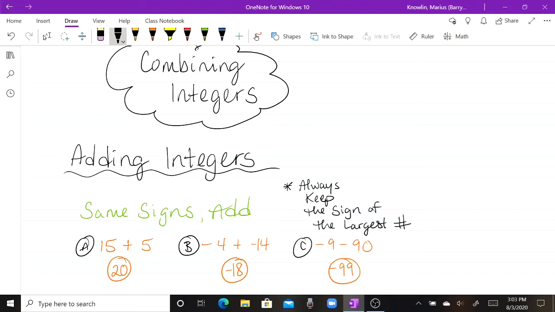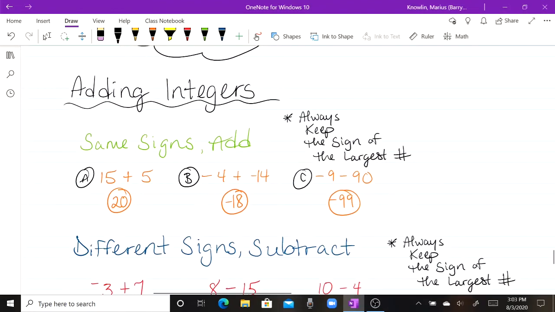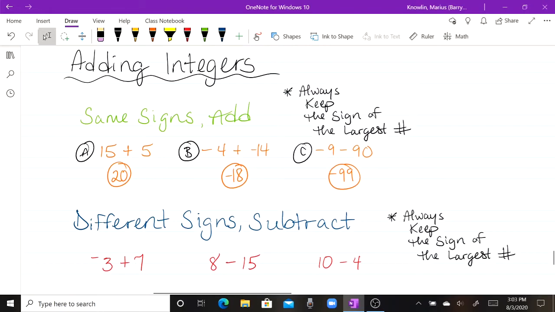All right, so same signs you add. What about when the signs are different? Well, different signs, that's when you subtract. And you subtract the way that you're normally used to subtracting, the bigger number minus the smaller number. So let's take a look at what that looks like.